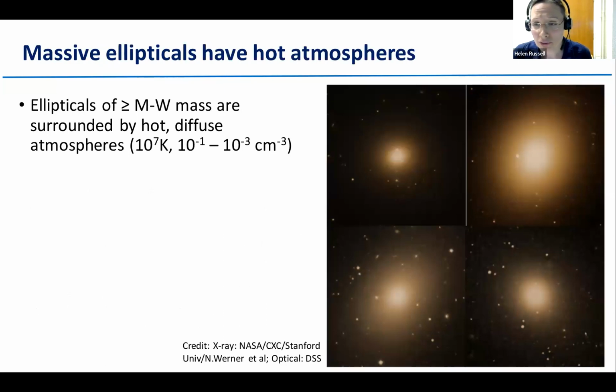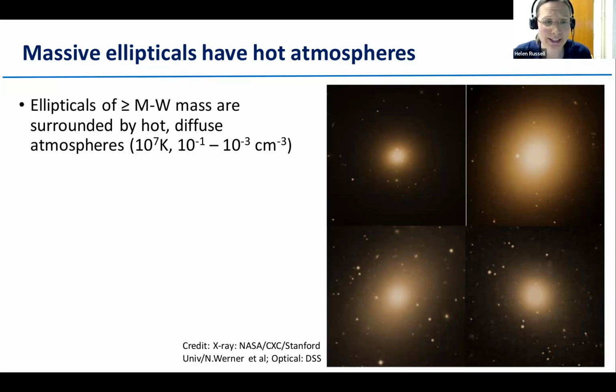So just to go a little bit into introductory material for those who aren't familiar with this, and why we're interested in it. Ellipticals of Milky Way mass and above are surrounded by hot, diffuse atmospheres. Typical temperatures for these are 10^7 Kelvin or lower, and they're very diffuse. So we have low densities, 10^-1 to 10^-3 particles per cubic centimeter. We have low density hot plasma.